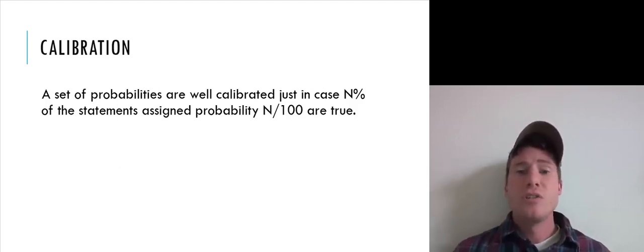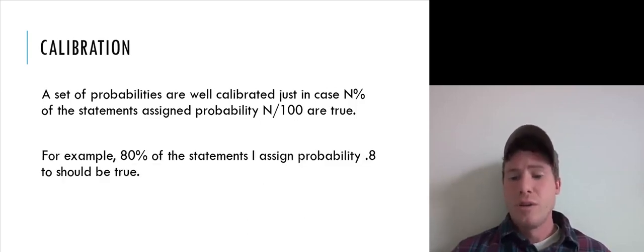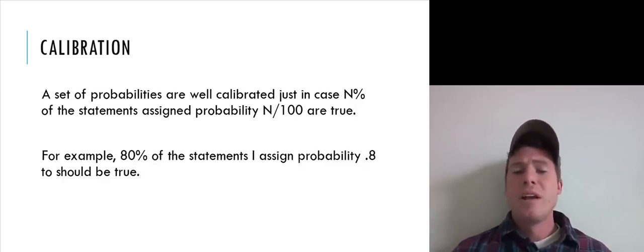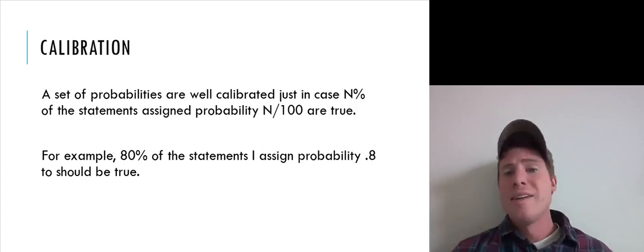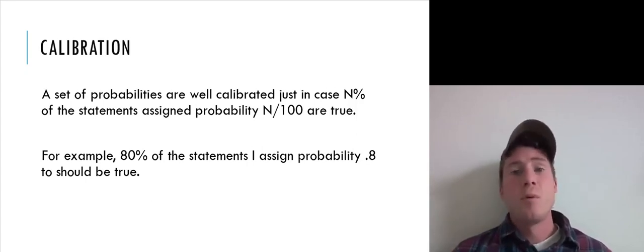Calibration is a notion that we've introduced in some previous videos. We say that a set of probabilities or a set of forecasting judgments is well calibrated just in case n% of the statements that are assigned a probability of n over 100 are true, right? So for example, I'd be well calibrated if 80% of the statements that I assign 0.8 probability to turn out to be true, and 90% of the statements that I assign probability 0.9 to turn out to be true, and so on.